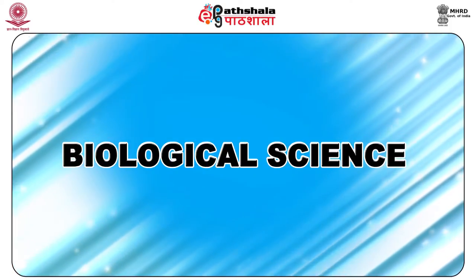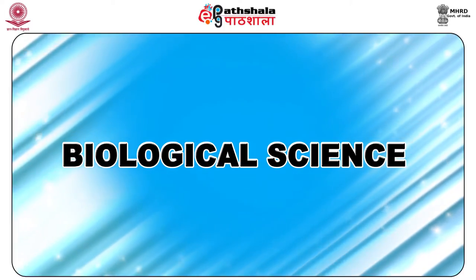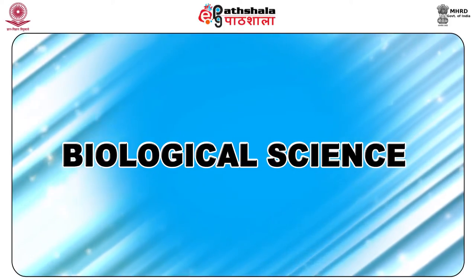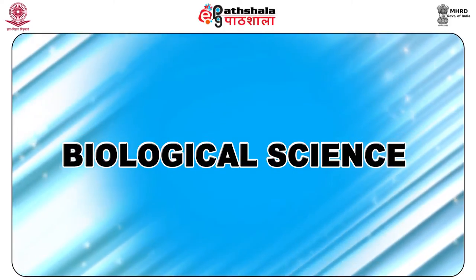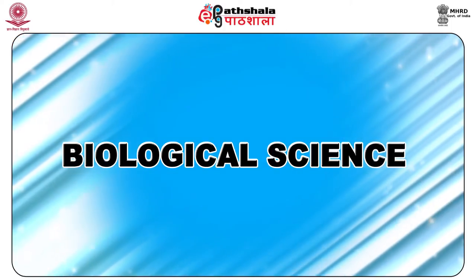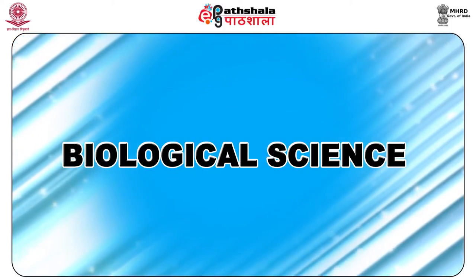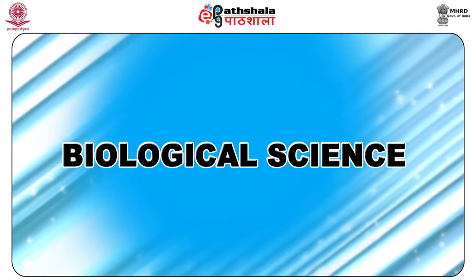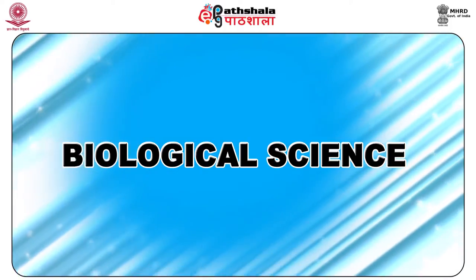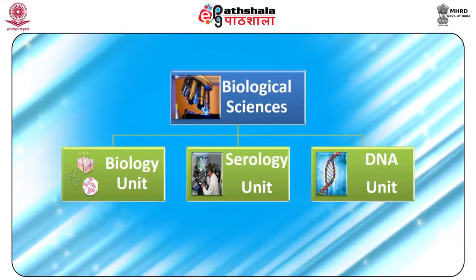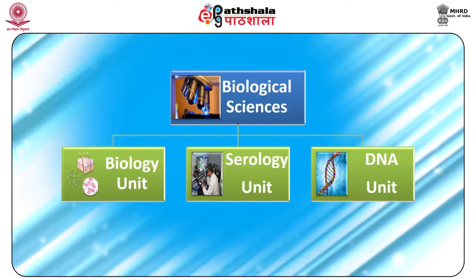Coming on to biological science division. All the biological evidences, including human, plants and animals, are analyzed for their identification and individualization in the biology division. Depending upon the nature of analysis and type of samples of biological sciences, this division can be divided into three units: biology unit, serology unit, and DNA unit.